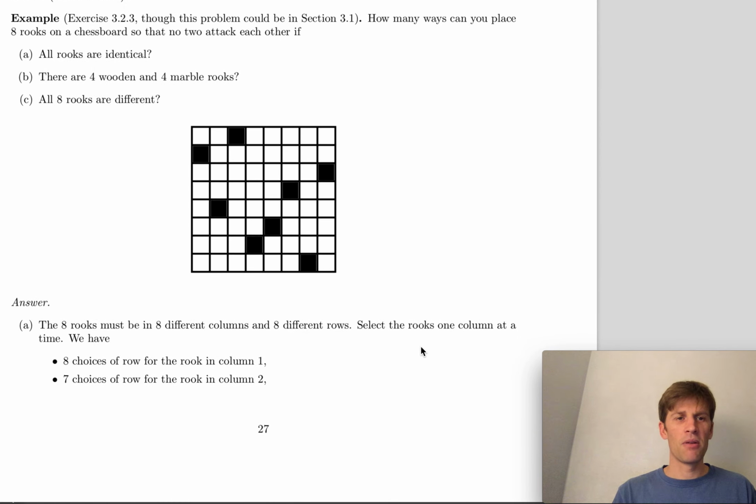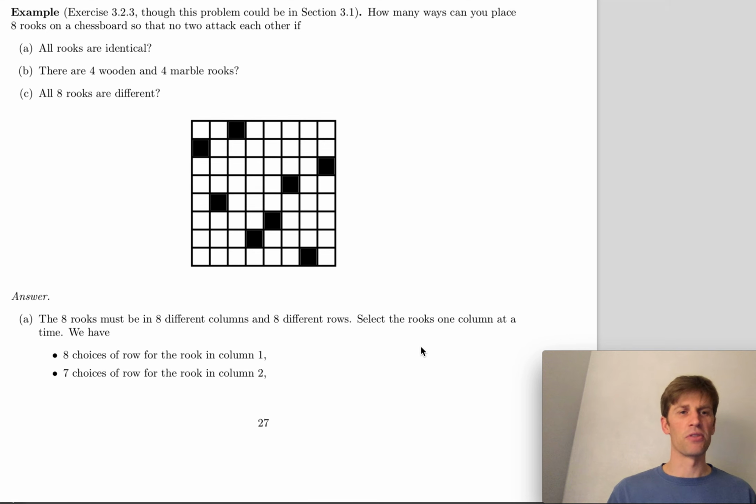Last part of this problem, part C. How many ways can we place the rooks on the chessboard? Again, so that no 2 are attacking each other if, in part C, all of the rooks are different materials. So the rooks are numbered from 1 to 8, and each rook is made of its own unique material. Wood, marble, plastic, gold, silver, etc. Again, let's break this problem into parts. Part A, how many ways can we place the rooks in their locations? And then the second part will be how many ways can we assign our different materials to the rooks?